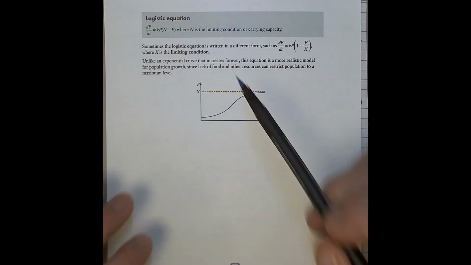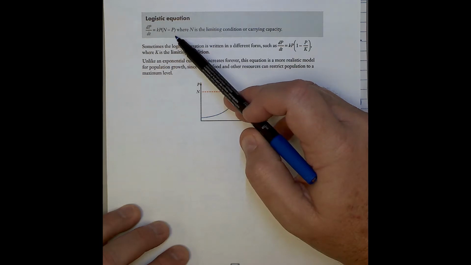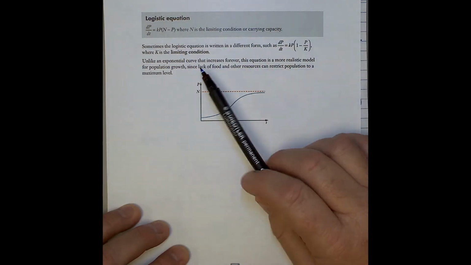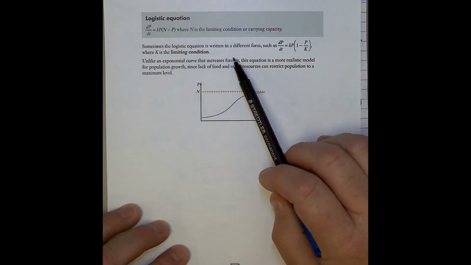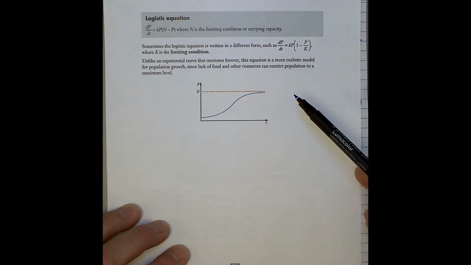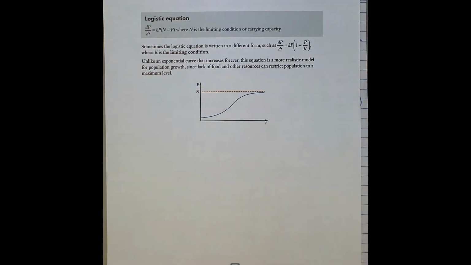Here we have the logistic equation. dP/dt equals this expression here, where N is the limiting condition or carrying capacity. Sometimes the logistic equation is written in a different form, such as this one here, where K is the limiting condition. Unlike an exponential curve that increases forever, this equation is a more realistic model for population growth, since lack of food and other resources can restrict population to a maximum level.